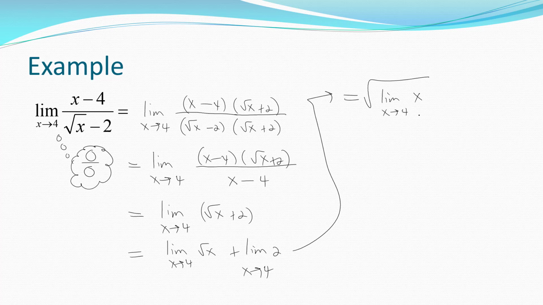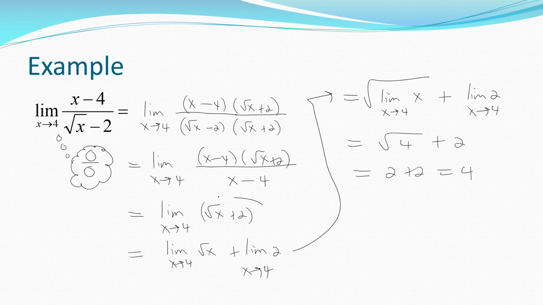I can only do that if this inside limit is non-negative. And if it actually is 0, then you must be careful so that the function's values are always non-zero themselves, or else the function actually never existed for the values that we're looking at. And then you have plus the limit of 2 as x approaches 4. Each of these are easy to do. That's the square root of 4. And the limit of a constant is just the constant. That gives you 2 plus 2, and that is, well, that's 4.